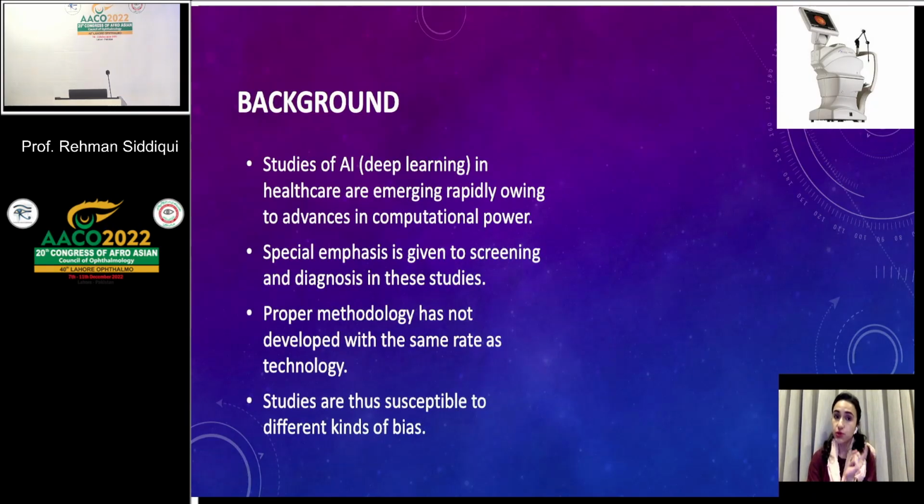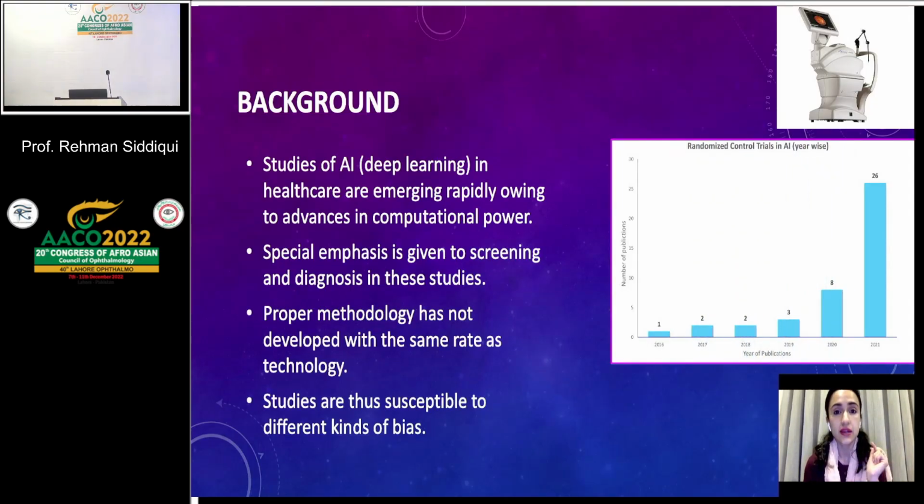Right, and because proper methodology is not followed, these studies are very susceptible, very prone to different kinds of bias. Now, in just layman terms, what is a bias? A bias is any restricting factor or any confounding factor that can alter or distort the results of any study, and therefore it can distort the conclusions that one makes from those studies. So, of course, we all know that all forms of bias must be avoided in any study, or else the results or the conclusions become questionable.